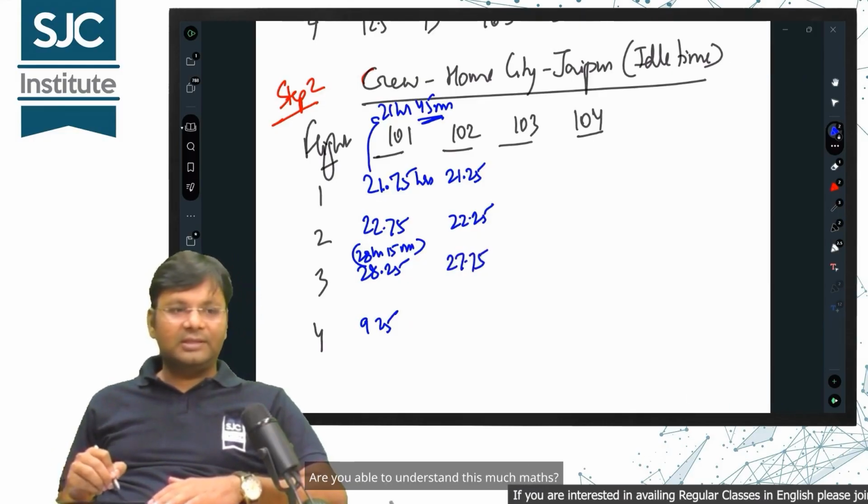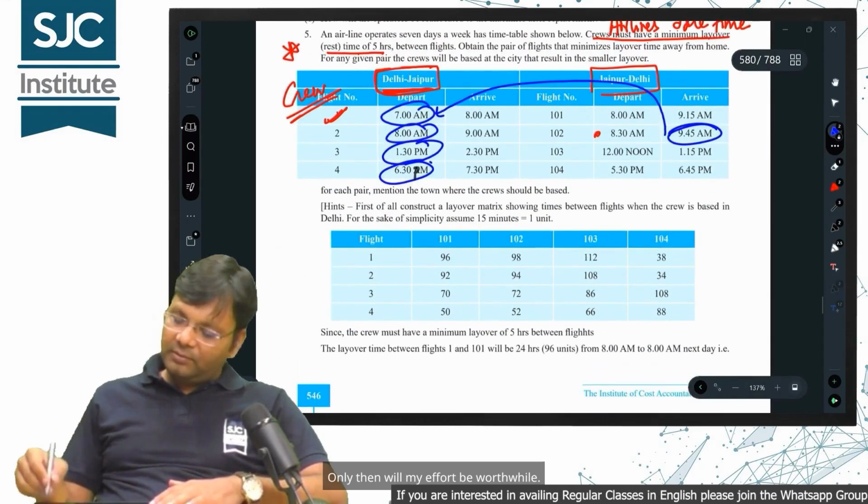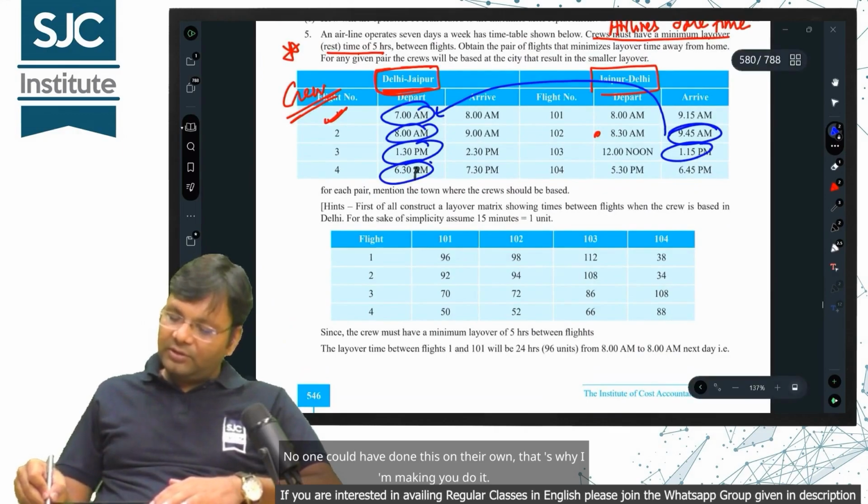Are you able to understand this much maths? Only then will my effort be worthwhile. No one could have done this on their own, that's why I'm making you do it.